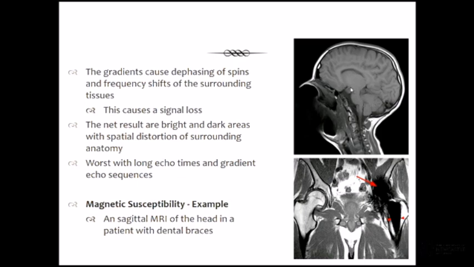Here's a sagittal brain, and you can see that all this facial structure has been distorted, and you can see this very bright area next to this adjacent dark area. That would be pretty classic for what we would see when trying to do a brain scan on someone with dental braces. And again, here's our coronal pelvis.